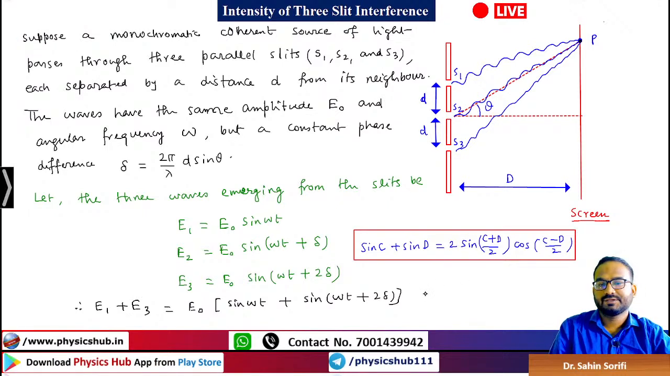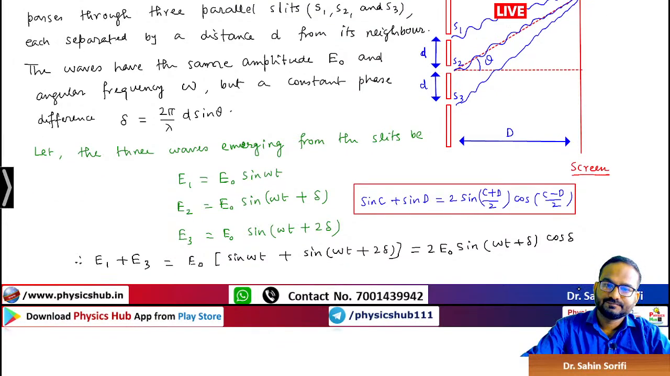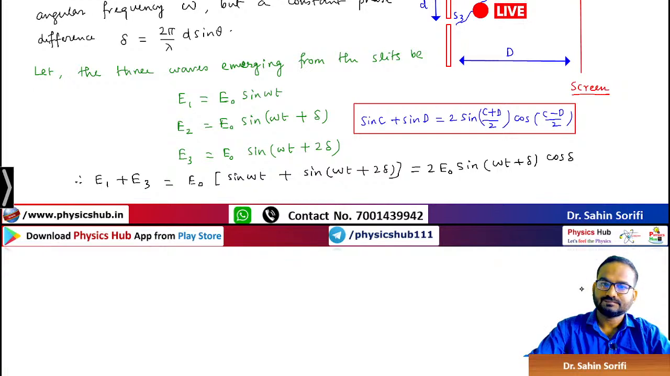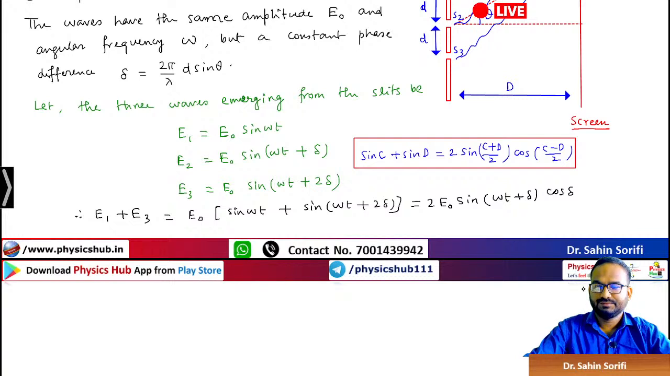C is equal to omega t, D is equal to omega t plus 2 delta. So this will give you 2 E naught sin of omega t plus delta times cos delta. Cos of minus theta is equal to plus cos theta, that we know.